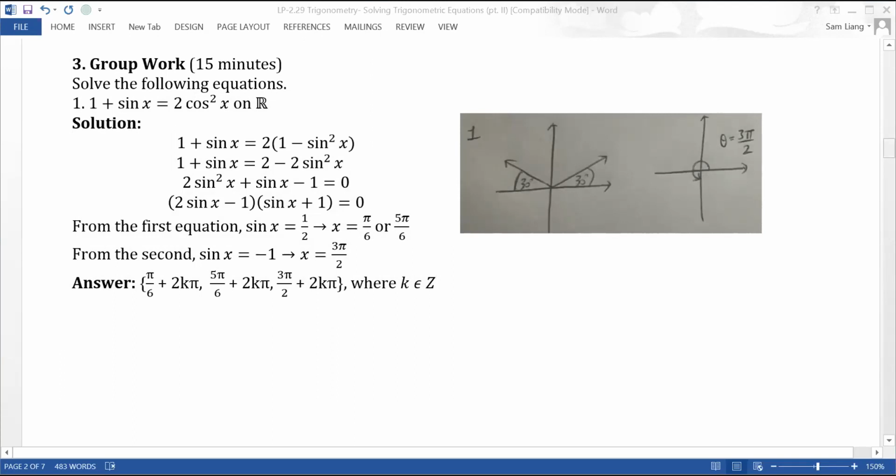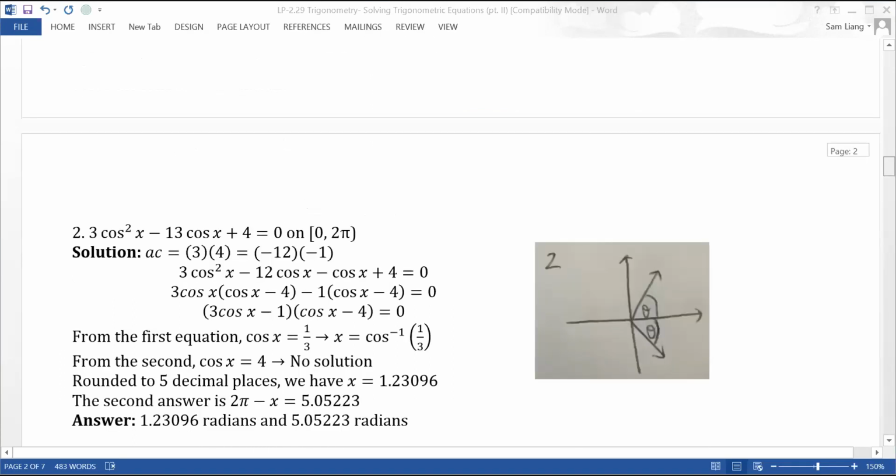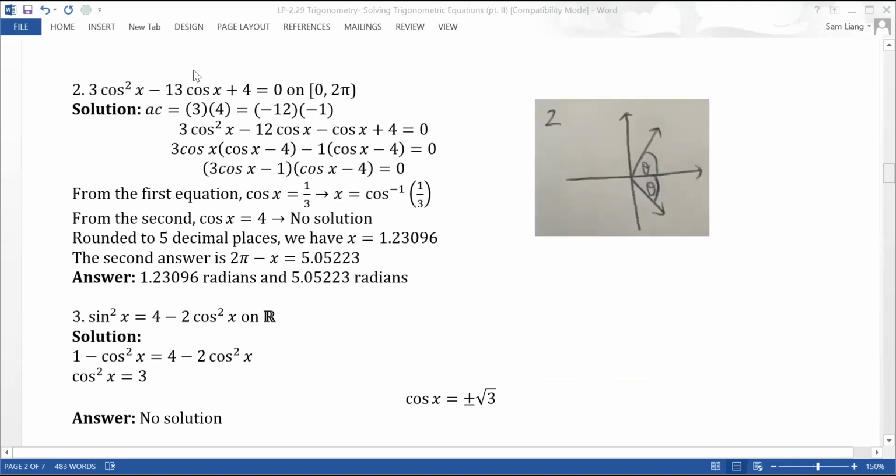All right. So let me move on to question 2. Here we had 3 cosine squared x minus 13 cosine x plus 4 equals 0, and we're solving from 0 to 360 degrees. Okay. Here we're going to use the AC method of factoring, right? So 3 times 4 is 12, and you have to think of two numbers that multiply to 12 that will add to negative 13, right?